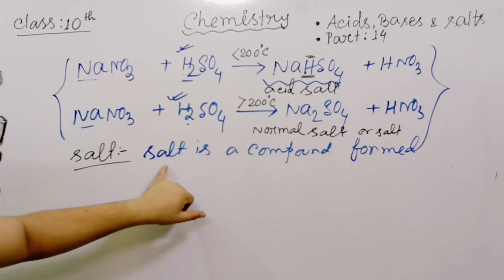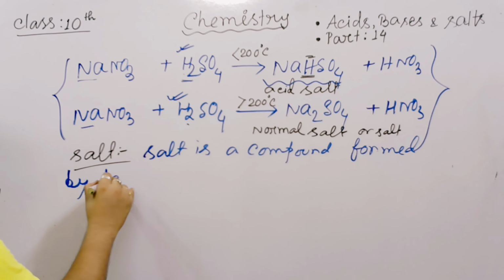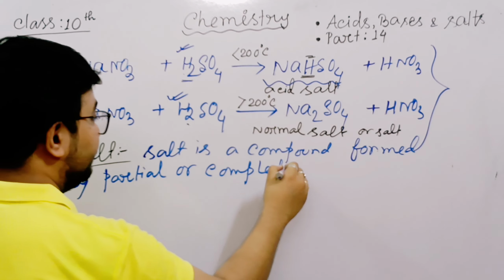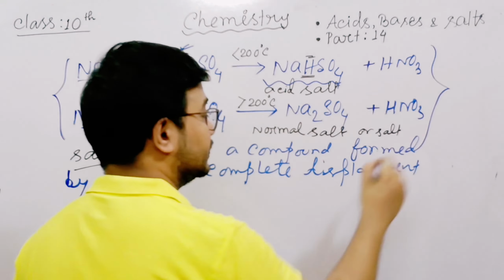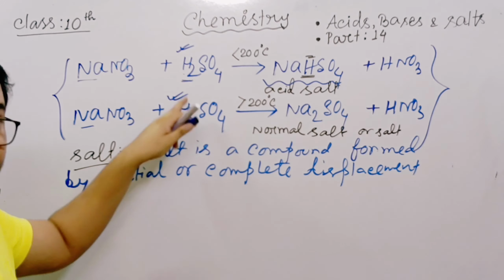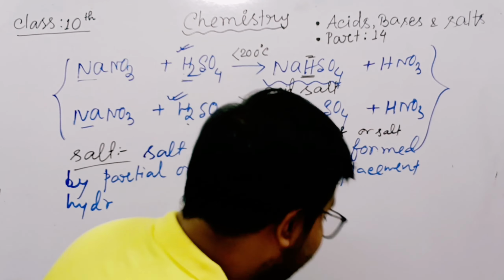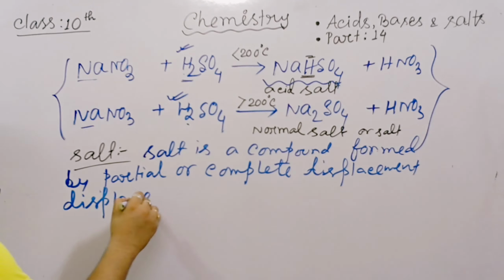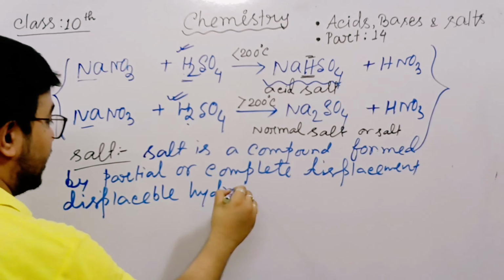So now look at the board. Salt is a compound formed by partial or complete displacement. Am I right? Complete displacement of what? Hydrogen. Or it is better to write displaceable hydrogen atom.